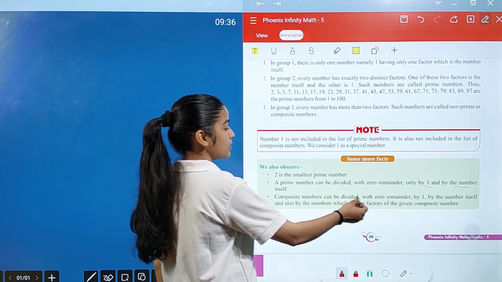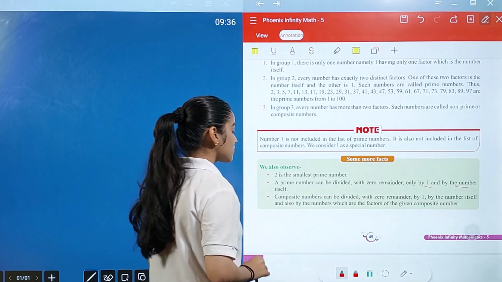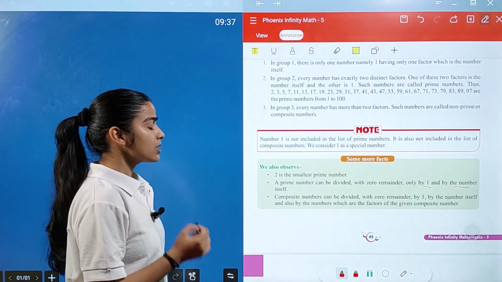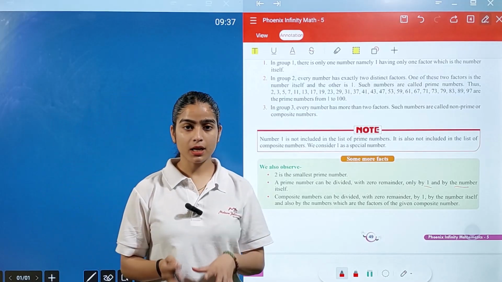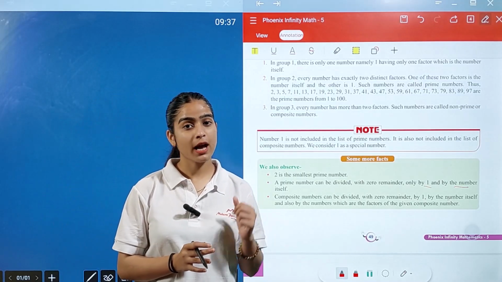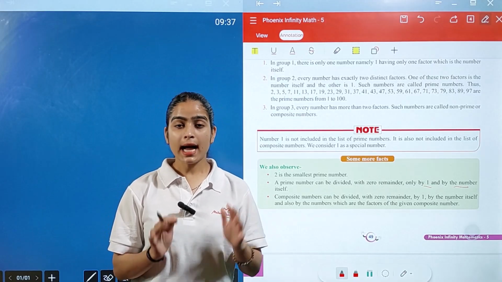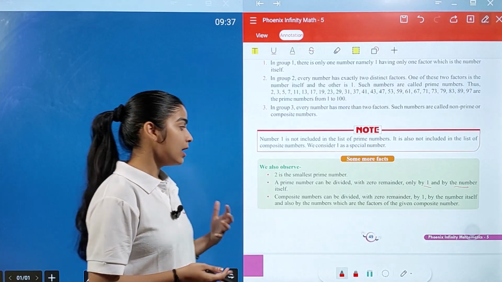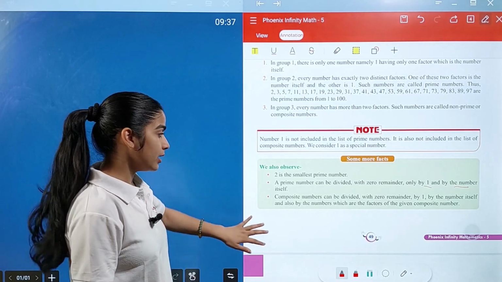Composite numbers can be divided with 0 remainder by 1, by the number itself, and also by the numbers which are the factors of the given composite number. So how can we classify between prime numbers and composite numbers? In prime numbers, we have only two factors, which are 1 and the number itself. And in composite numbers, we have more than two factors, and it can be any number which is divisible by the given number without leaving a remainder.